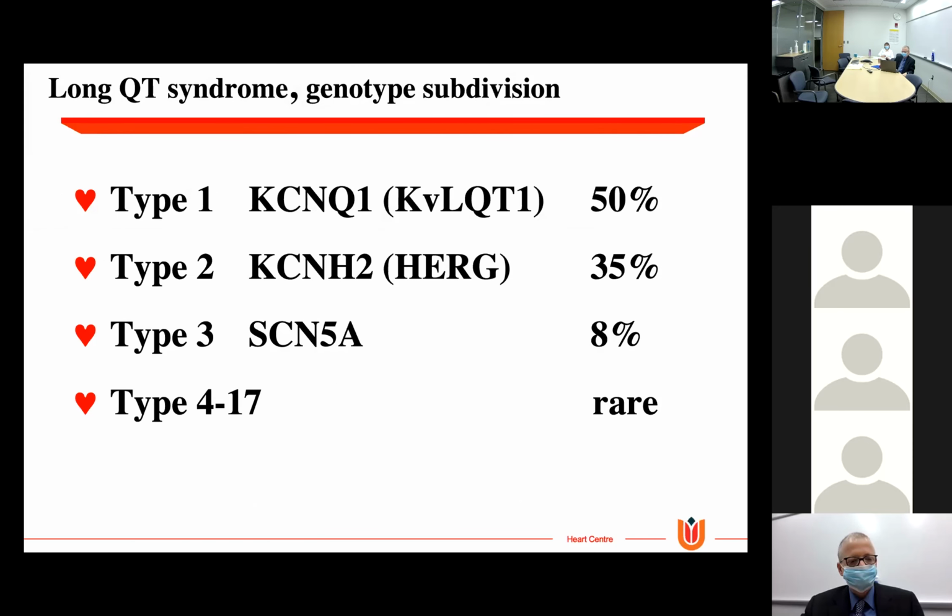The prevalence of these different genotypes is in this order. Type 1 is about 50% of patients. Type 2 is about 35% of patients, although it might differ from country to country. In my country, the Netherlands, type 2 is more frequent than type 1. Type 3 is about 8 to 10%, and the other subtypes, as I mentioned, are rare to very rare.